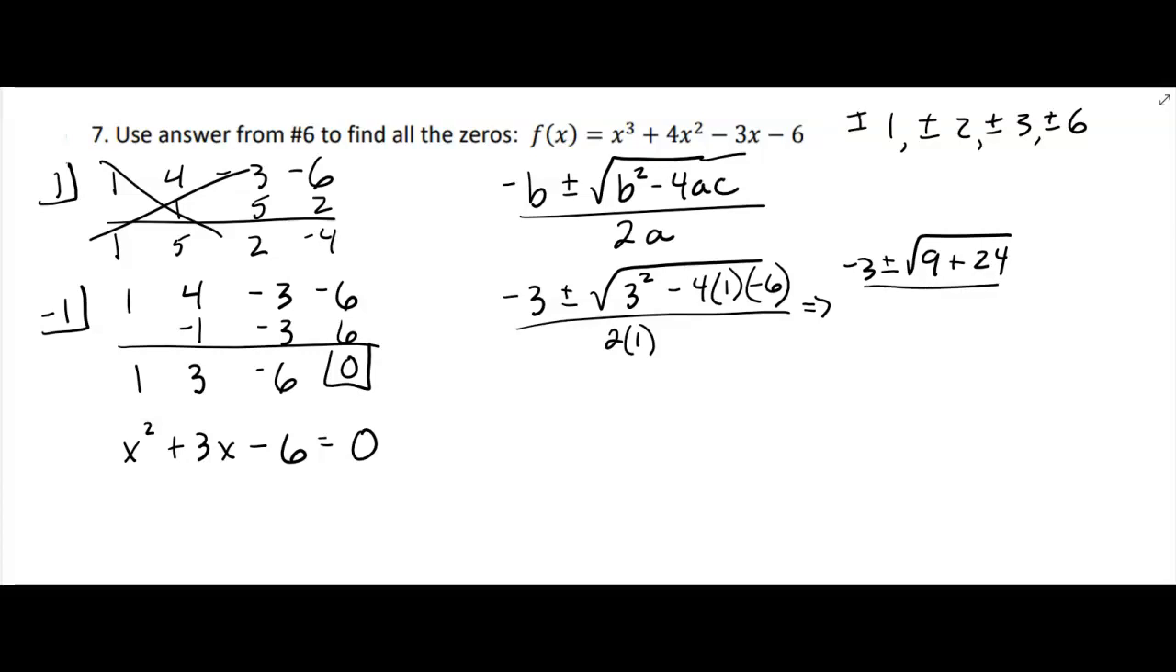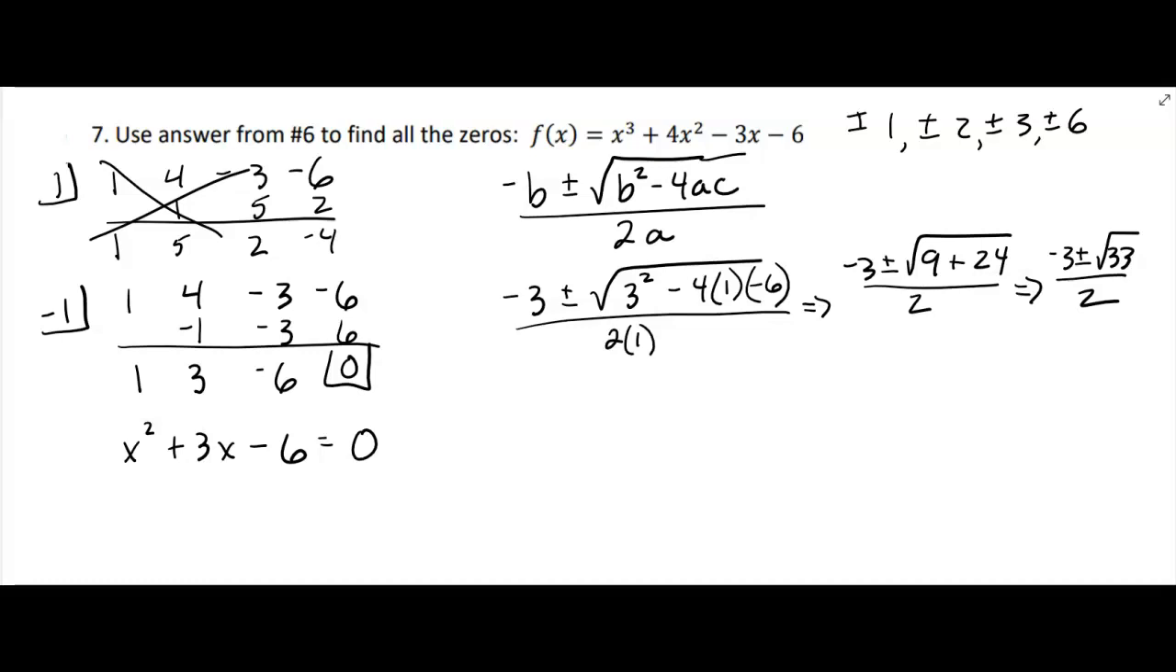Okay, over 2. So -3 plus or minus the square root of 33 over 2. Now, here's a piece of good news. It looks kind of messy, but the good news is it doesn't simplify anymore. 33 is just 3 times 11, so you can't break it down. There's no pairs, and anyway, it's done. It's just a number. There's no i. These aren't imaginary solutions because 33 is positive.